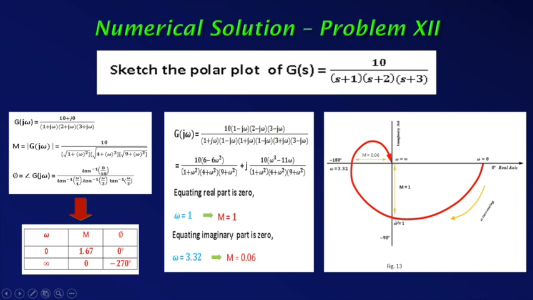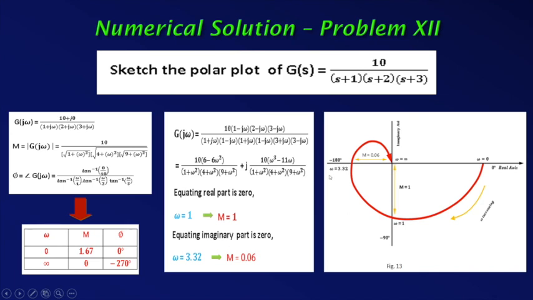Then find the crossing point at this imaginary axis and another crossing point for this real axis. So from this G(j omega), separate real and imaginary part. If equating real part is 0, because at that point there is no real part, then we get omega equal to 1. That means omega equal to 1. And what is the magnitude? If omega put in this magnitude, then we get M equal to 1. So this magnitude is 1.